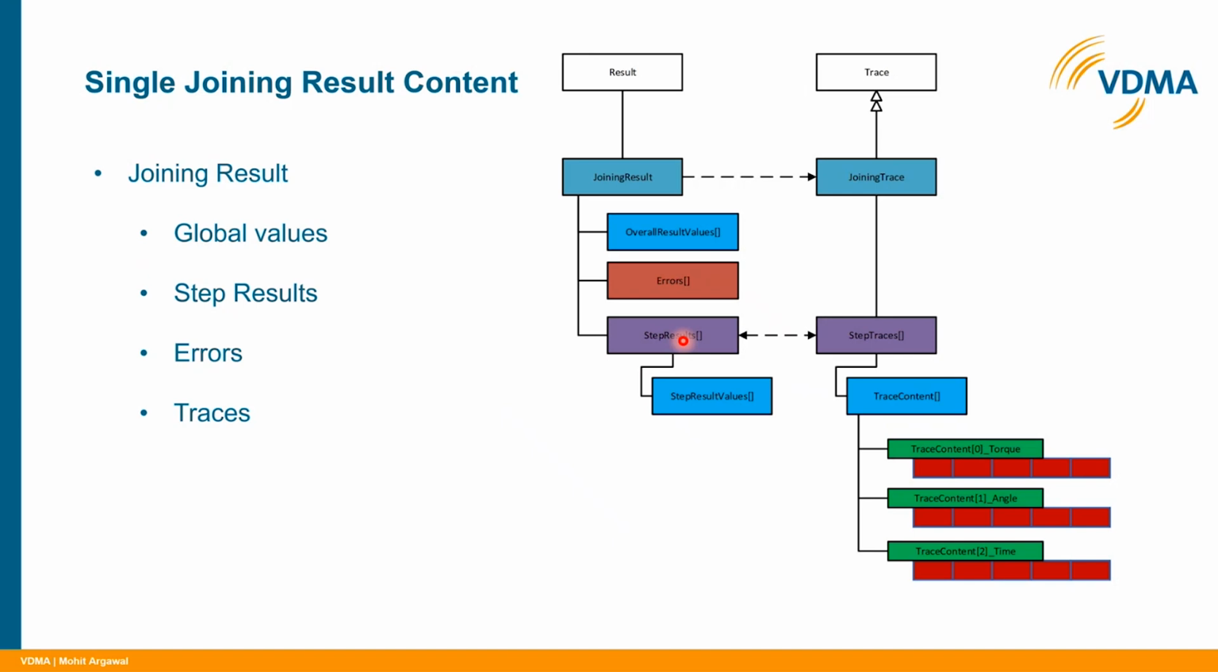Similarly, in the joining domain, there are traces generated. What is a trace? Whenever we perform a tightening, for example, a list of torque values, maybe around 500 to 1,000 different torque values will be there. And those are reported as part of trace, what we see here.